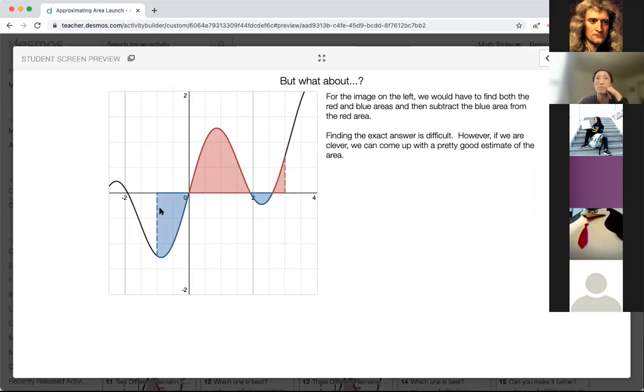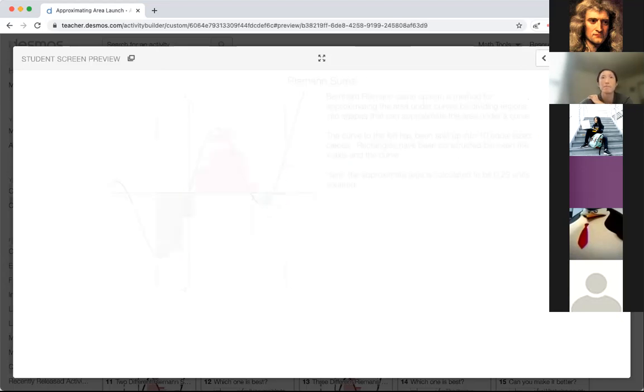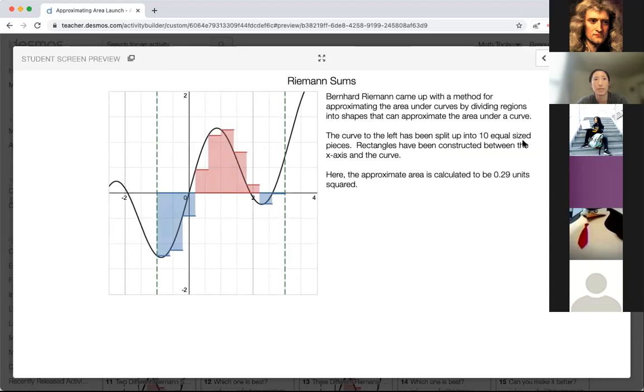So in this case, we put some numbers on it, but we got the process that we would add the red parts and then we would subtract the blue parts, or we would consider that the blue parts are negative, and that would give us the area, okay? So this is the point of this, which is if we are clever, we can figure out a way to get a pretty good estimate of that area, okay? So how do we do this?